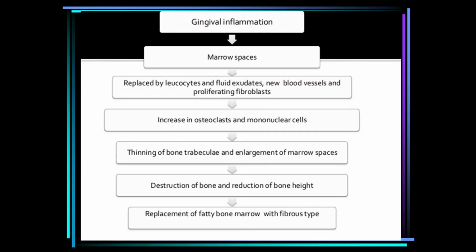Let's have a quick look at the flow chart. The gingival inflammation goes into the marrow space. The marrow space is replaced by leukocytes, fluid exudate, new blood vessels and proliferating fibroblasts, with an increase in osteoclasts and mononuclear cells, thinning of bone trabeculae and enlargement of marrow space, destruction of bone and reduction of the bone height. Then comes replacement of fatty marrow with fibrous tissue. The fatty marrow that was there initially is getting replaced with a fibrous type.